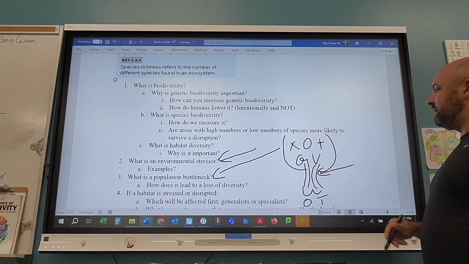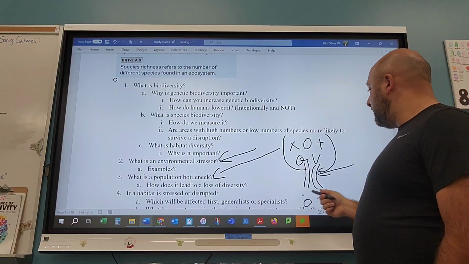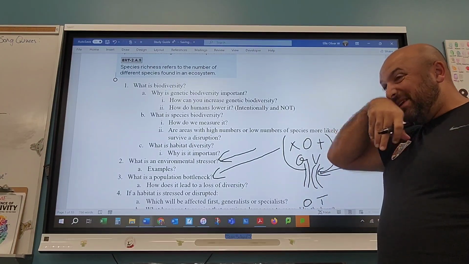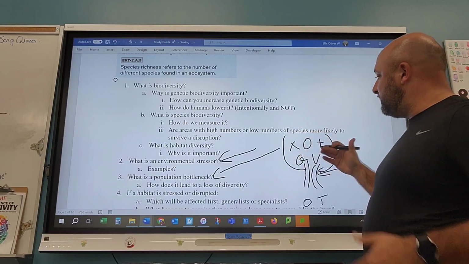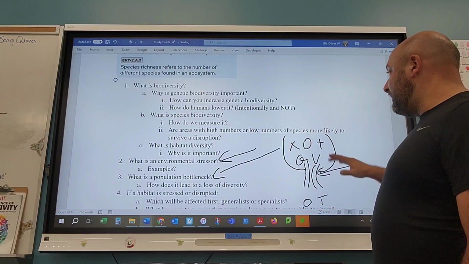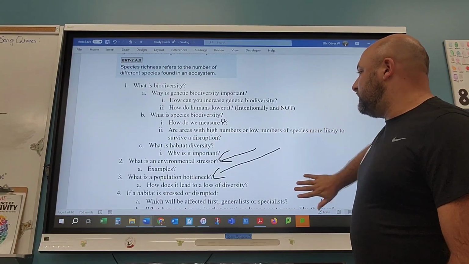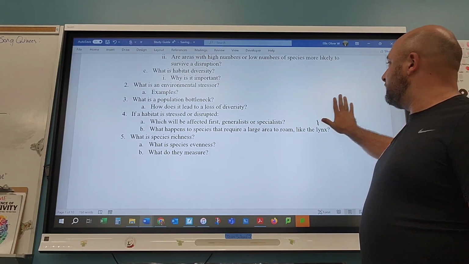This could be something as simple as humans destroying forest. It could be a volcanic eruption. It's some kind of event that puts that very diverse species through a bottleneck that reduces their biodiversity because it killed off everything else. If a habitat is stressed or disrupted, which will be affected first, generalists or specialists?